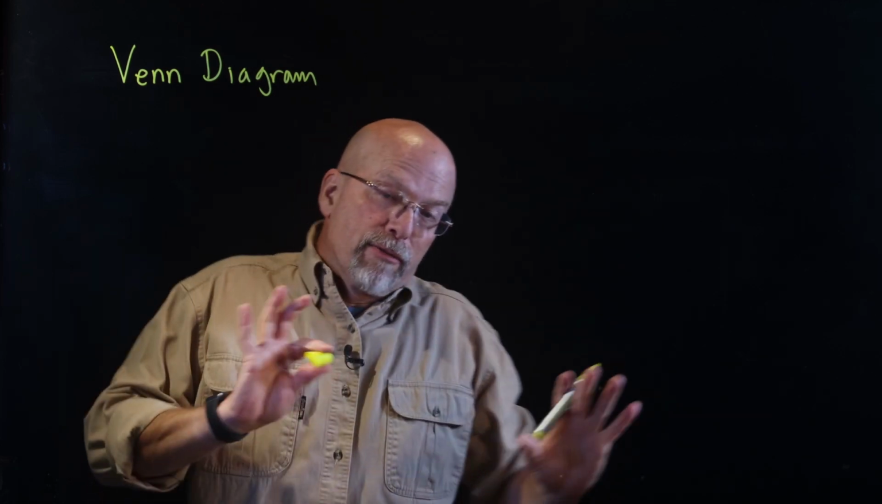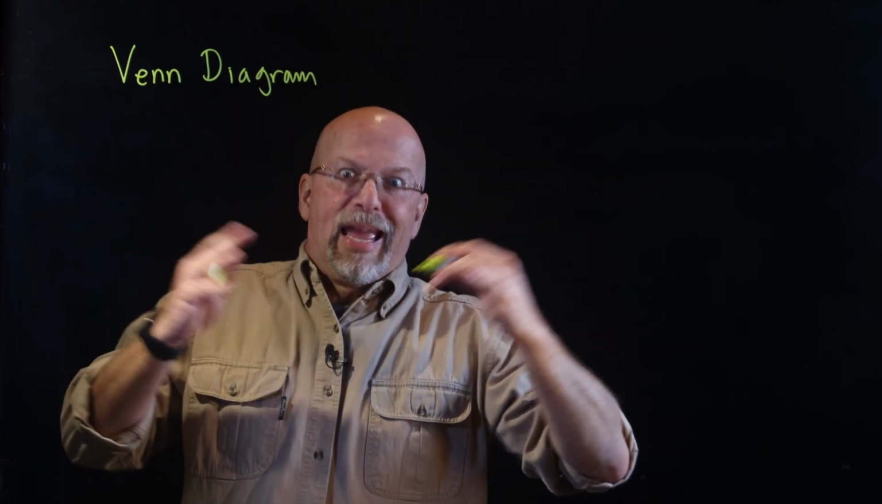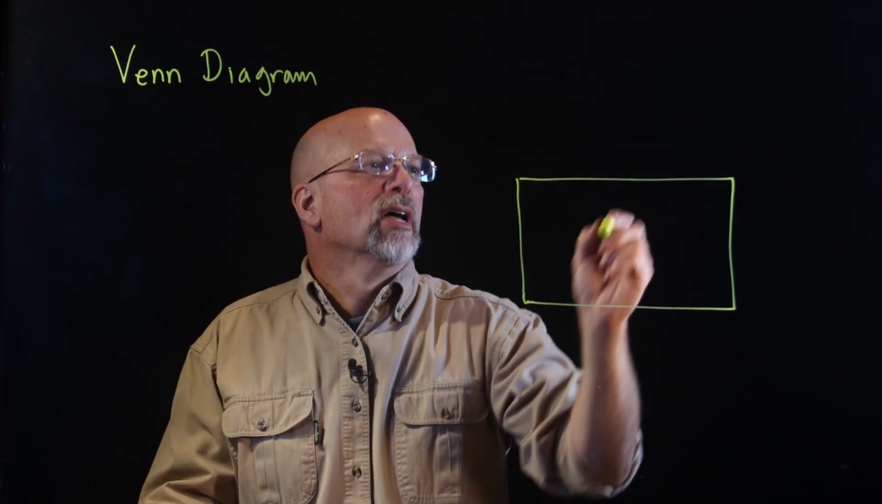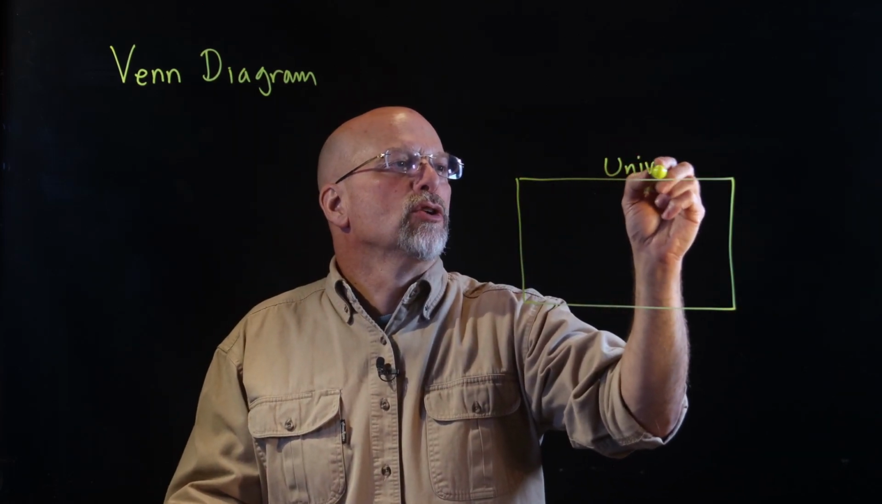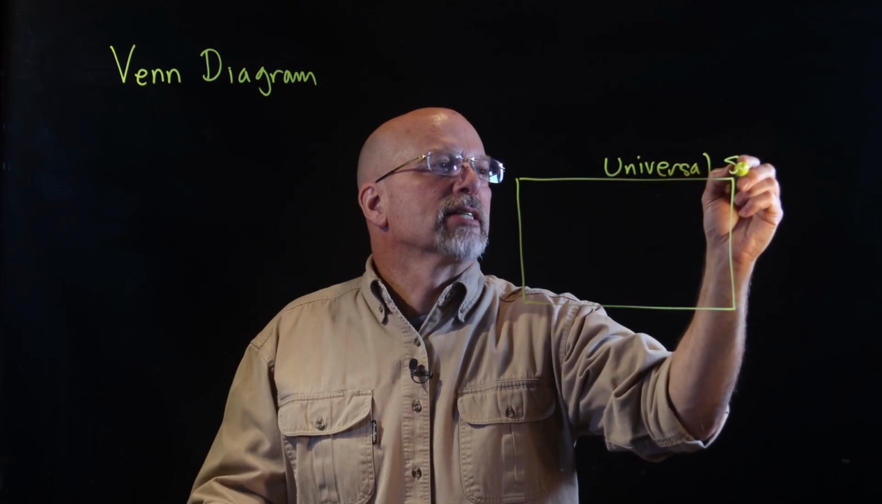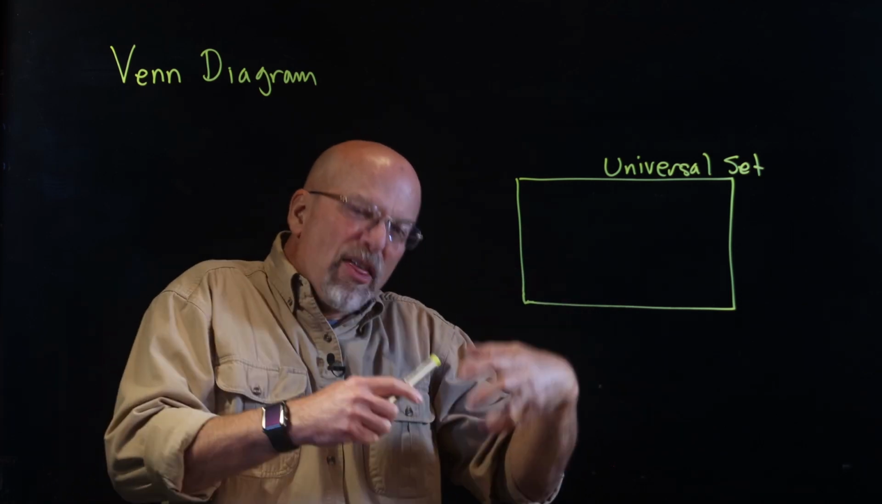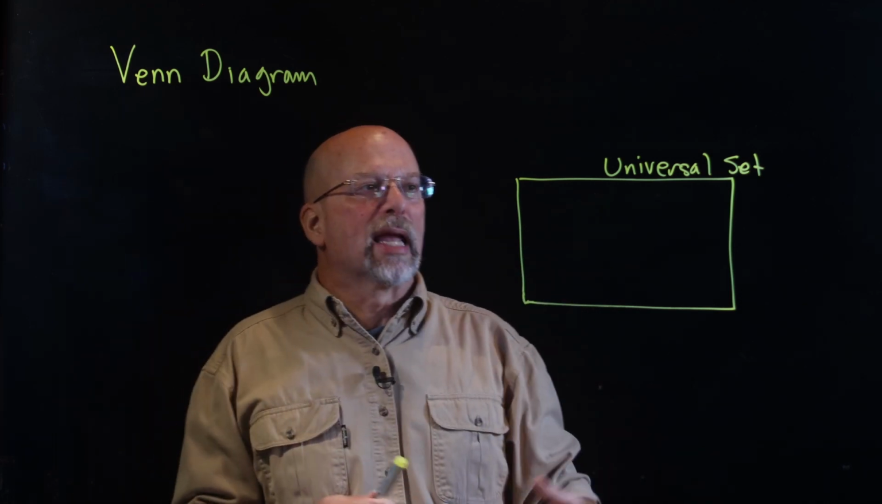Now, a Venn diagram consists of a couple of components. The first component, the most important component, the outside component, is represented with this rectangle that is referred to as the universal set. Now, the universal set is the set from which other sets or subsets are created.